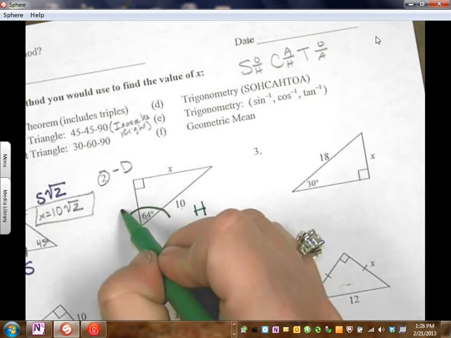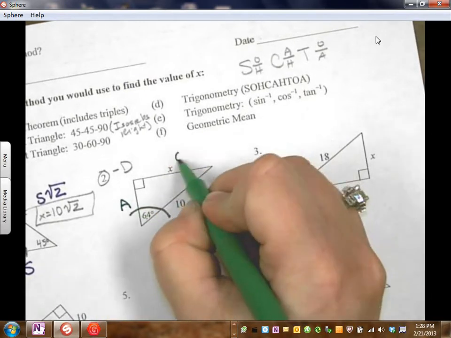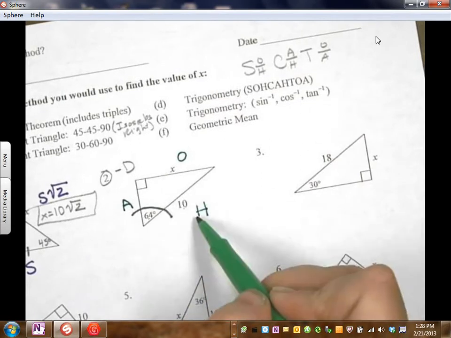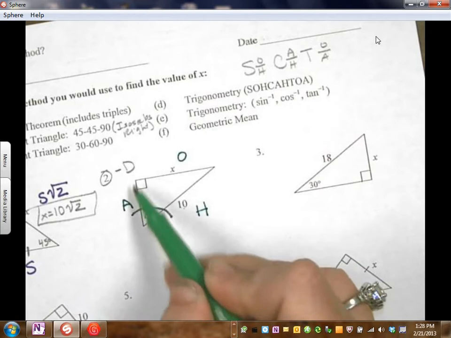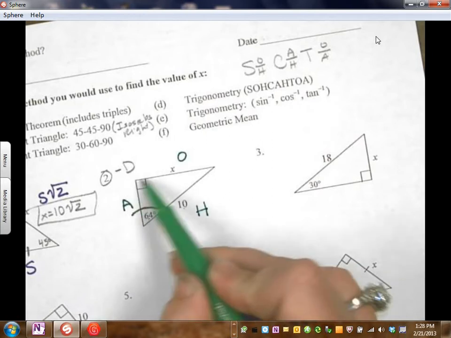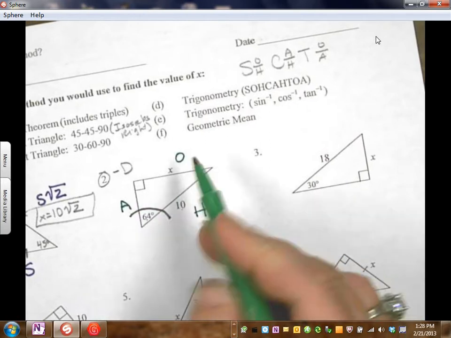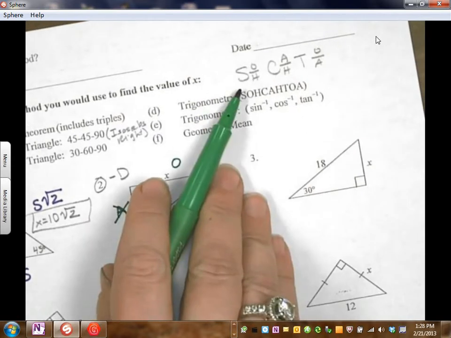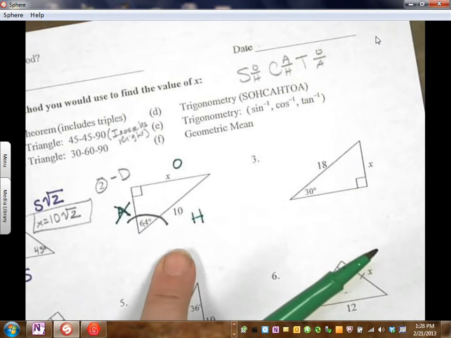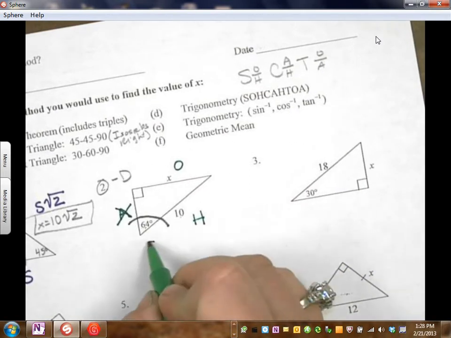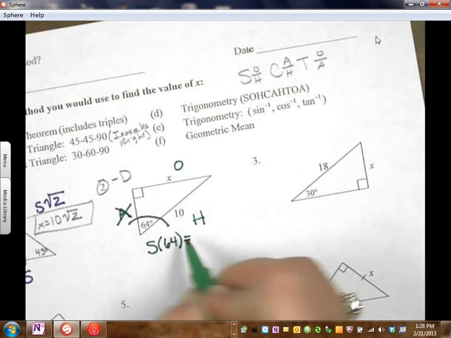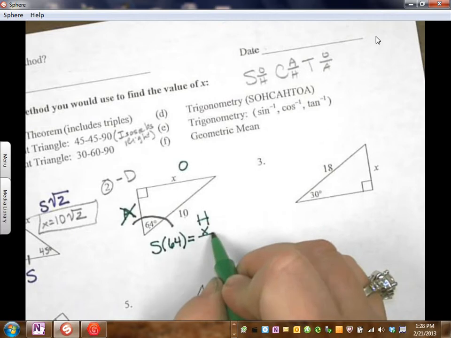So this is my adjacent, and this is my opposite. Well, this side is 10. This side's got nothing on it. And this side has X. So I'm not going to use my A. Which of my mnemonics has an O and an H? Because that's the two letters I'm dealing with. SOH, so the sine of 64 degrees equals the opposite over the hypotenuse.